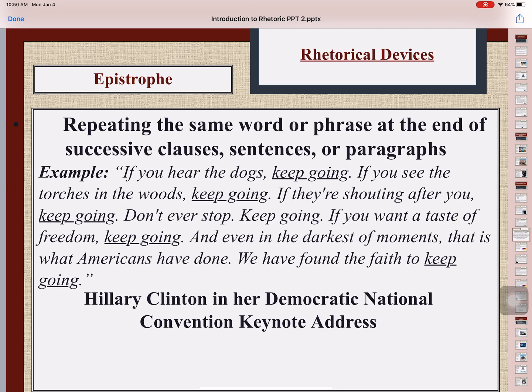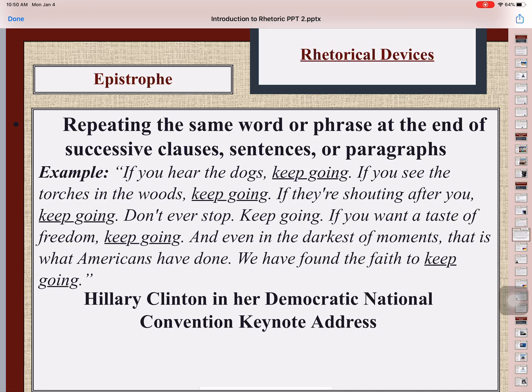If you hear the dogs, keep going. If you see the torches in the woods, keep going. If they're shouting after you, keep going. Don't ever stop. Keep going. If you want a taste of freedom, keep going. And even in the darkest of moments, that is what Americans have done. We have found the faith to keep going.